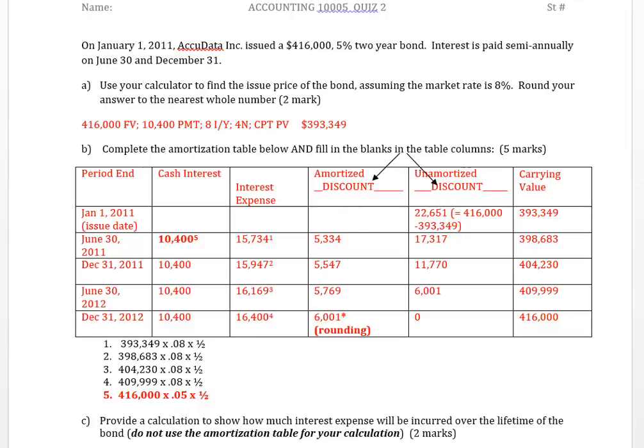This is just a sample quiz I'd given in the past and I thought I'd walk you through it so that you could get an idea of what a quiz could look like and kinds of things you might be expected to do. It also serves as a really good review of discount bonds.